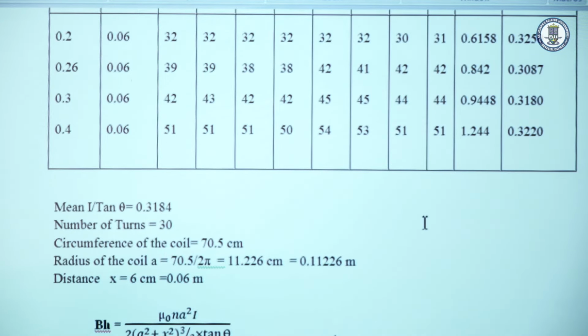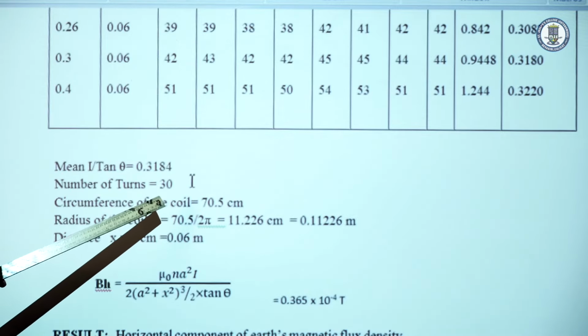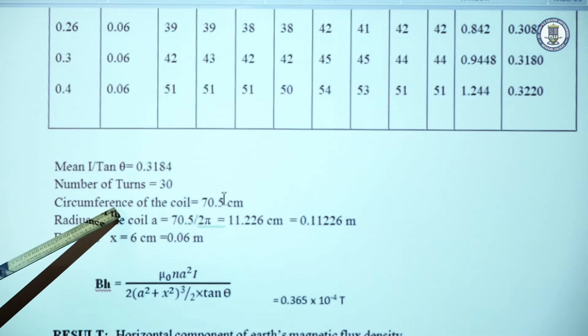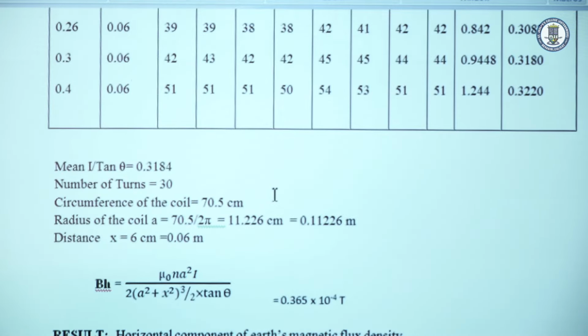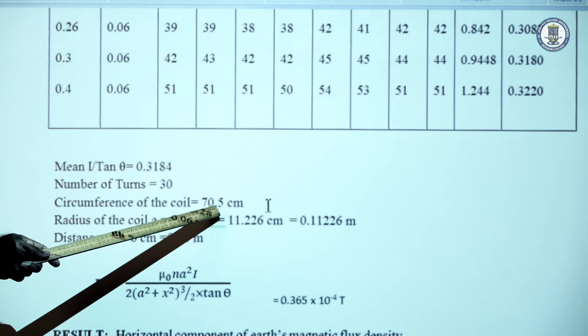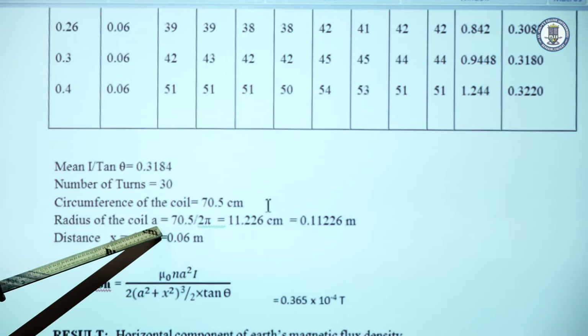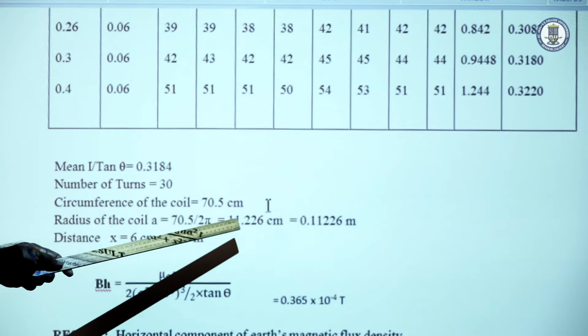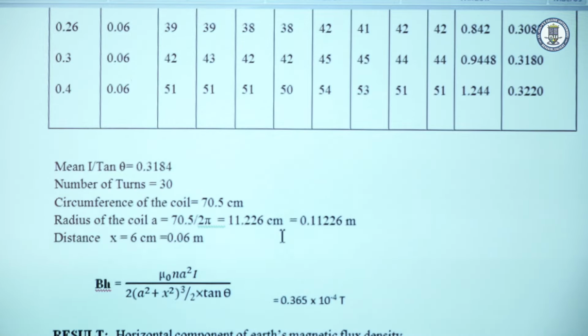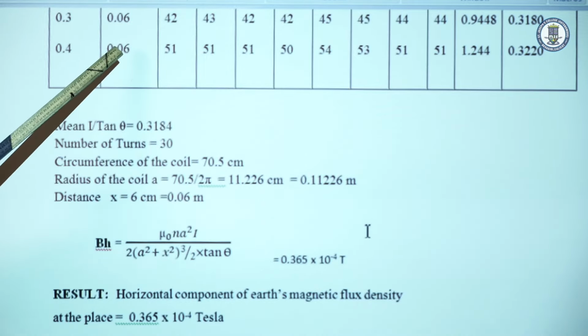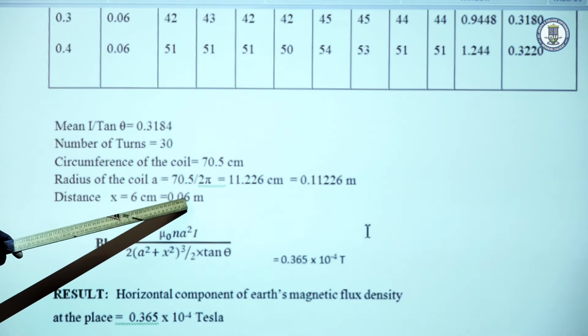For the given circular coil apparatus, the number of turns is noted, that is 30, and the circumference of the coil is measured with the help of a string, which I obtained as 70.5 centimeter. So the radius of the coil, a, is equal to the circumference divided by 2 pi, that is 11.226 centimeter or 0.1122 meter. Now the distance x used is 0.06 meter.